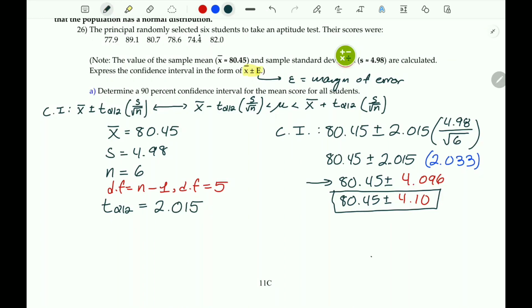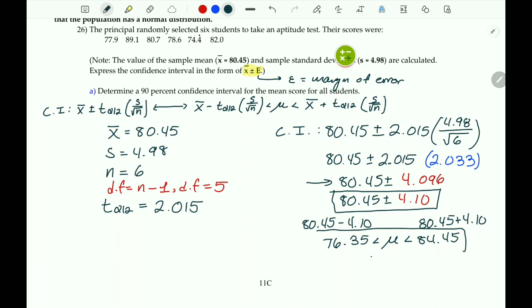Another way we can write the answer is 80.45 minus 4.10, and then we have 80.45 plus 4.10. So that's going to be 76.35 for our lower bound, and 84.45 for the upper. And this is our confidence interval in interval form. So that can also be a possible answer.